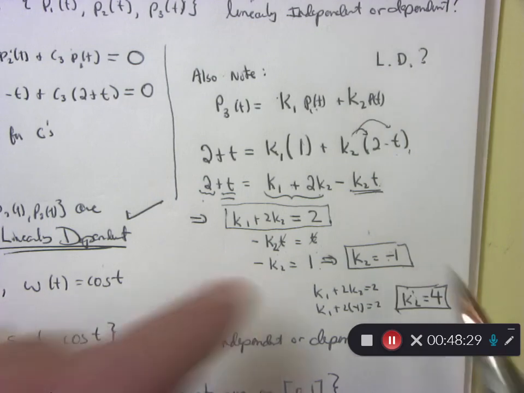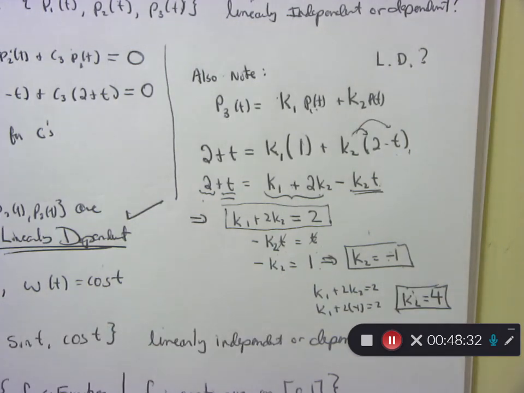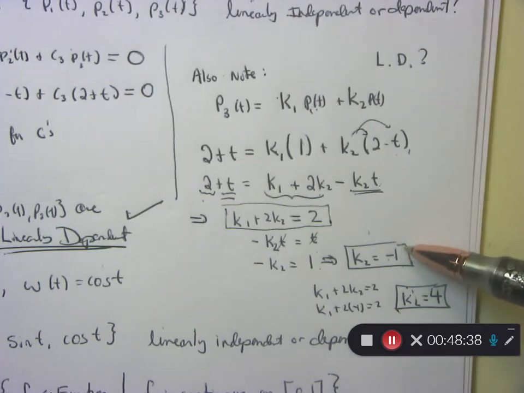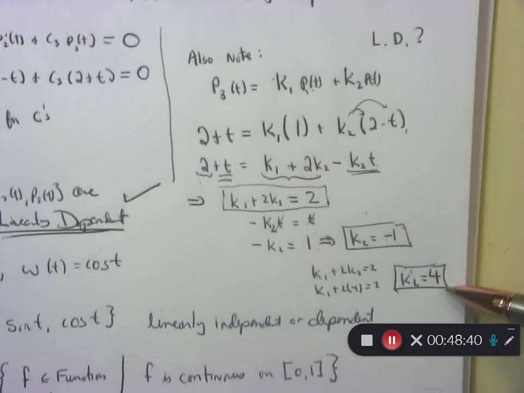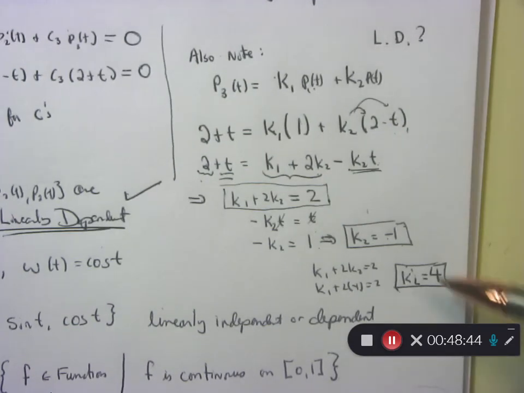It's not 0. And when I get a constant that's not 0, automatically I'm done. This is going to be linearly dependent. But I went ahead and showed you what the constants were going to be. K2 was going to be negative 1. Then I back substitute and got K1, that's a big one there, to be equal to 4.